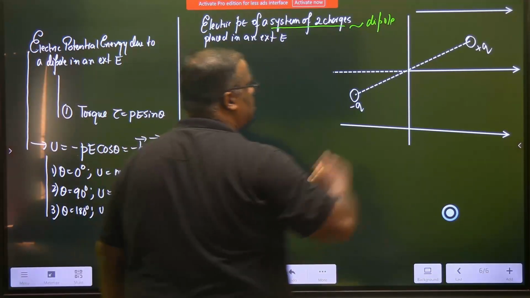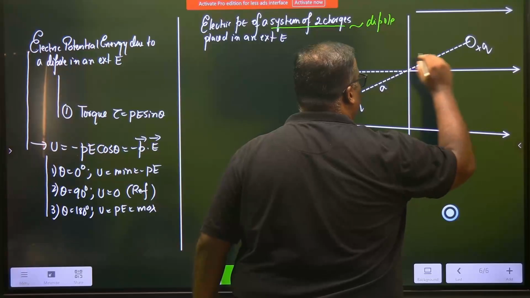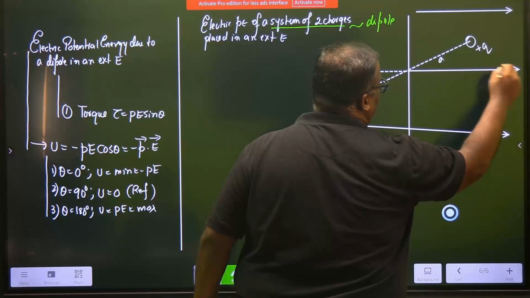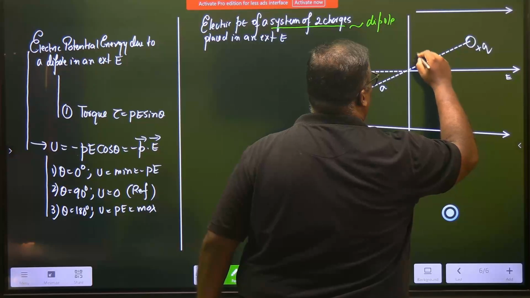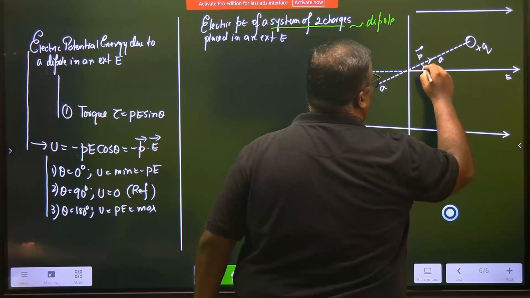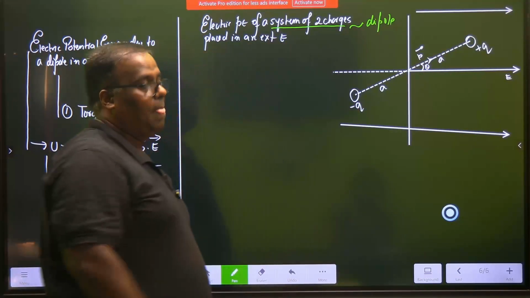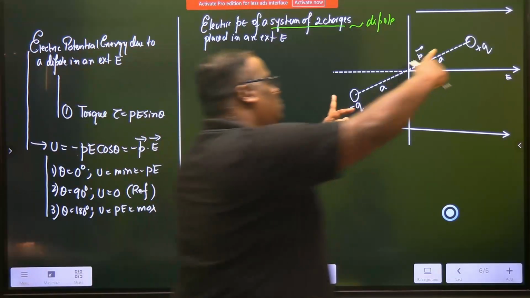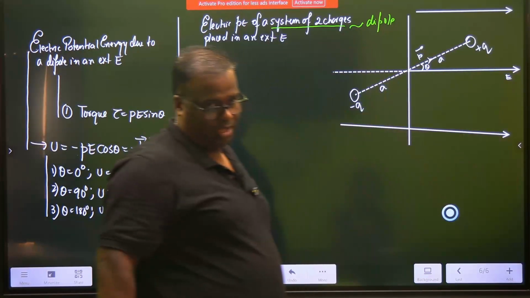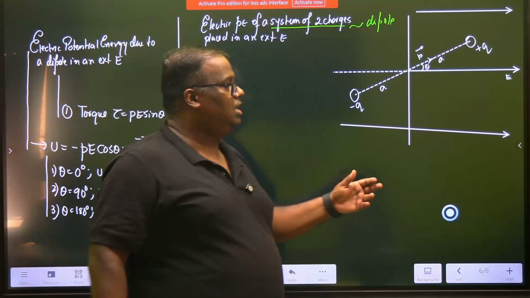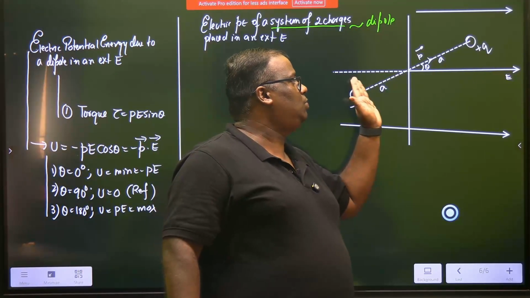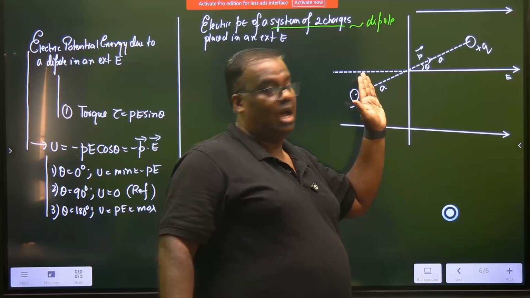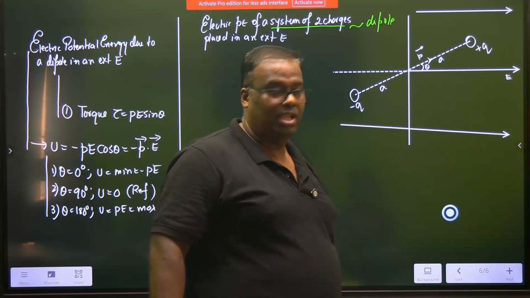What is this distance? This distance is a, this distance is a, this is the electric field, and obviously here I also have my dipole moment. This angle is theta, this angle is theta. How much is this total distance? 2a. But if you see, what is the displacement between the two charges along the electric field? Why do I need that value?